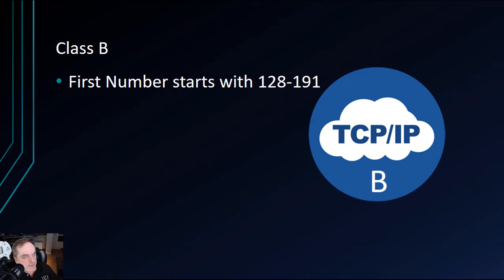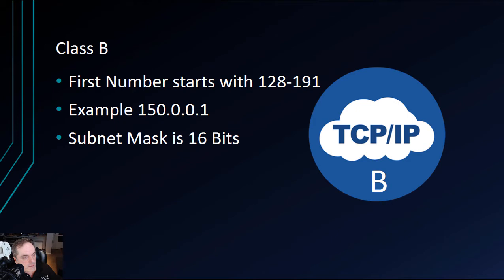So let's talk about Class B. The first number starts with either a 128 all the way through a 191. Let's take a look at an example here. This would be a 150.0.0.1. And once again, we don't care what happens in octets 2, 3, or 4. It's only the first octet that matters in this particular case. So 128 through 191, 150 definitely falls within those numbers. Subnet mask, instead of being 8-bit, it's now 16 bits: 255.255.0.0. So that is a Class B.